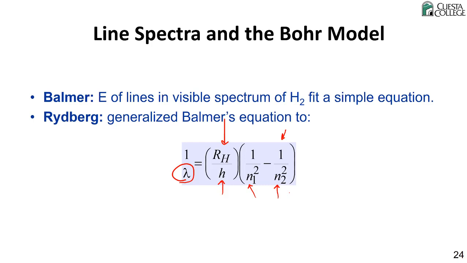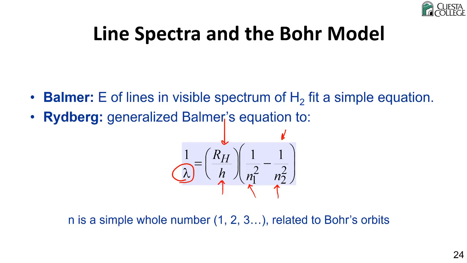So it's really not that complicated. We're not actually going to use this equation in class. I just wanted to show this to you to show you how it's fairly easy at first to calculate those wavelengths of light for hydrogen. The n values are just simple whole numbers, and they're related to Bohr's model that we're going to talk about right now.